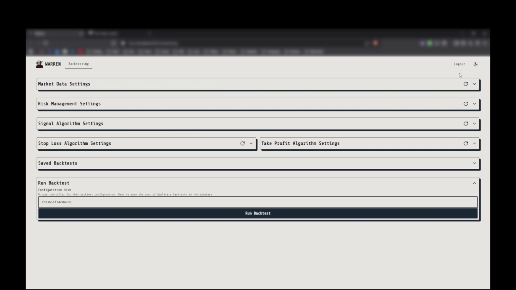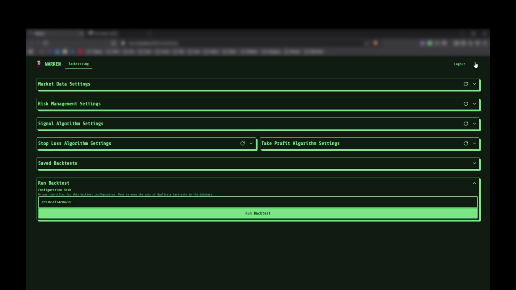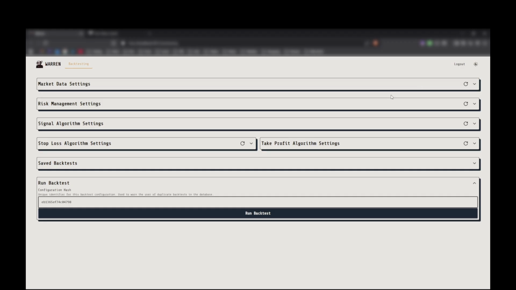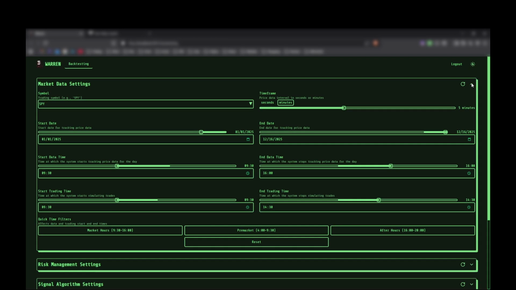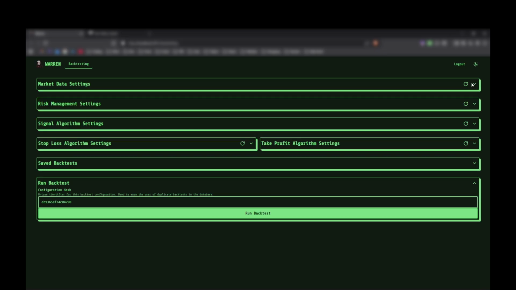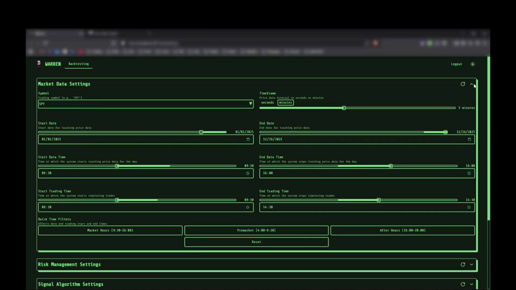The first thing I want to bring everyone's attention to is that this is kind of minor, but it's cool. Warren has three different color modes. We've got retro green terminal, the retro amber terminal from way back, and then white on dark gray. To configure a backtest, I've got all these boxes hidden right now because they contain a ton of different parameters that are tweaked for a backtest. So we'll go through them one at a time.